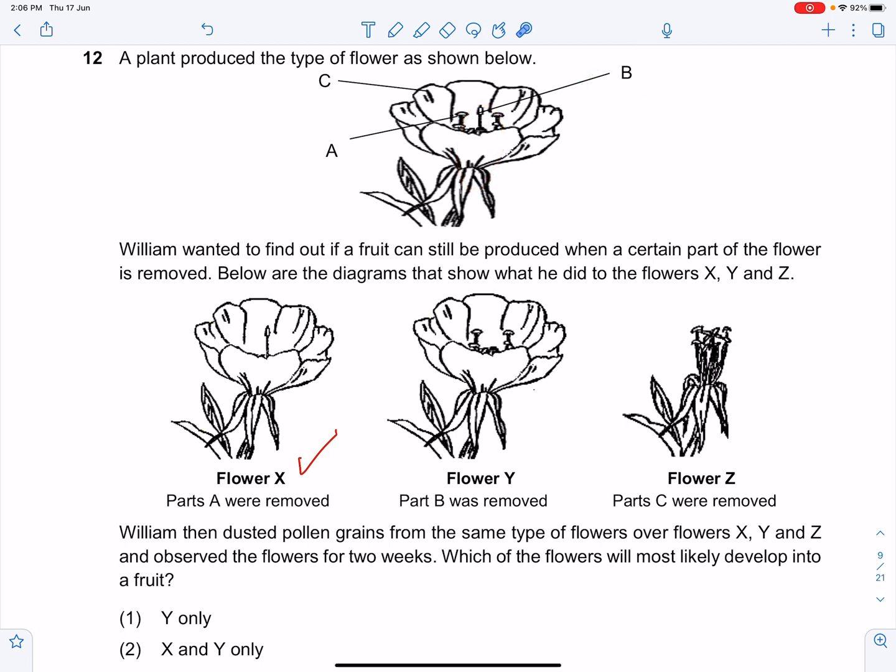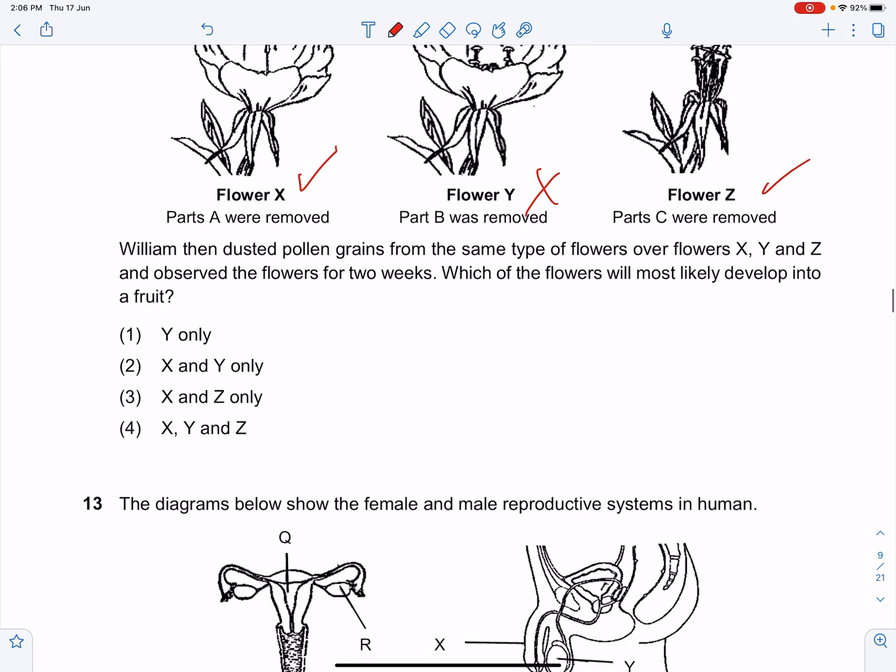Now for flower Y, part B was removed, so we know that the female part has been removed. So the stigma is removed. It's not possible. And Z, part C was removed. Now C is actually the petals. It doesn't affect anything when it comes to formation of fruits. So therefore, the answer will be X and Z, option 3.